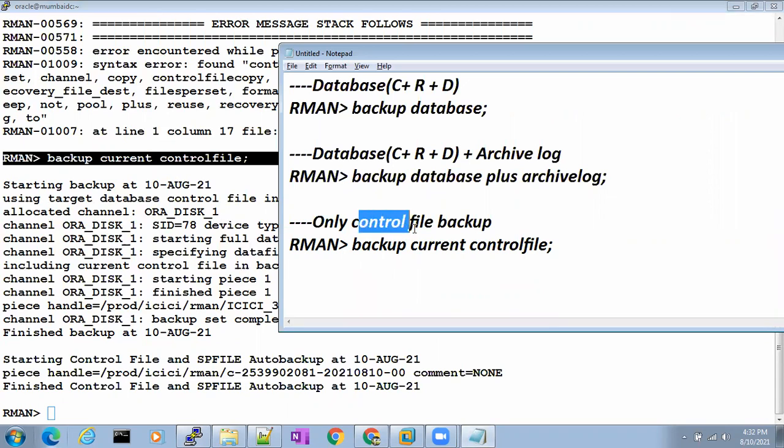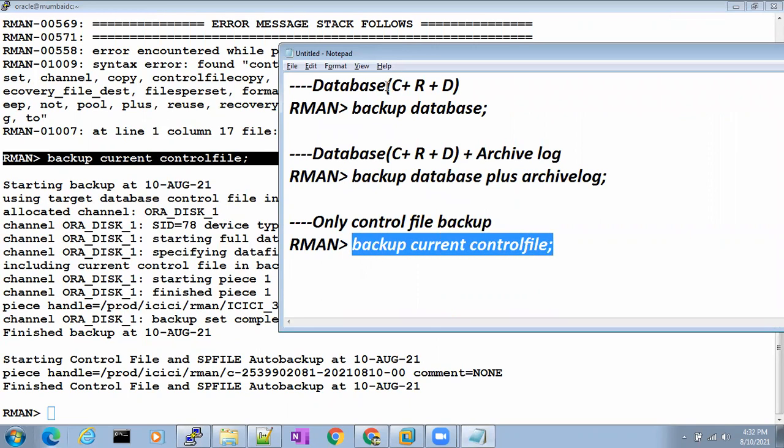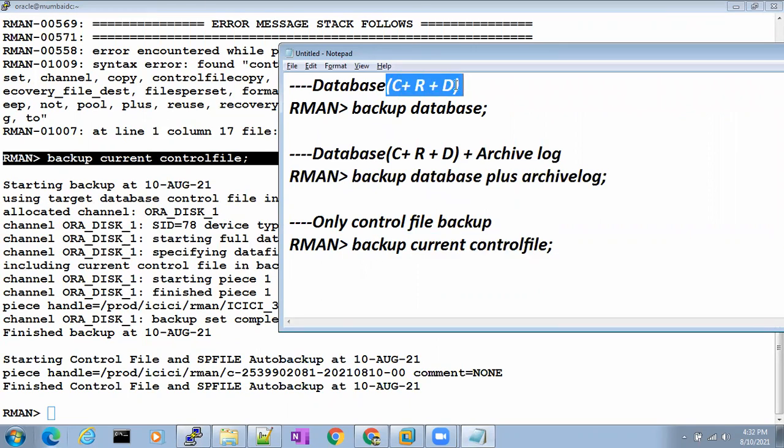Out of CRD, the C backup is completed now. See how to take C. CRD means database only, right? So out of C, I told how to take C. Now R is also completed. How? R means redo logs.